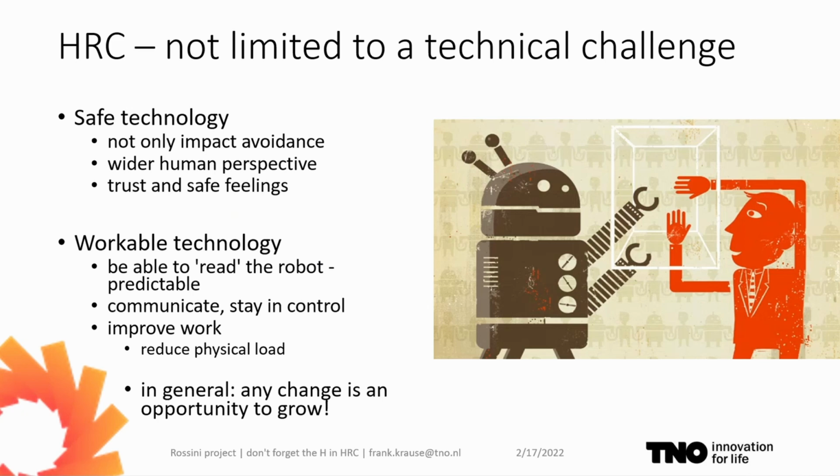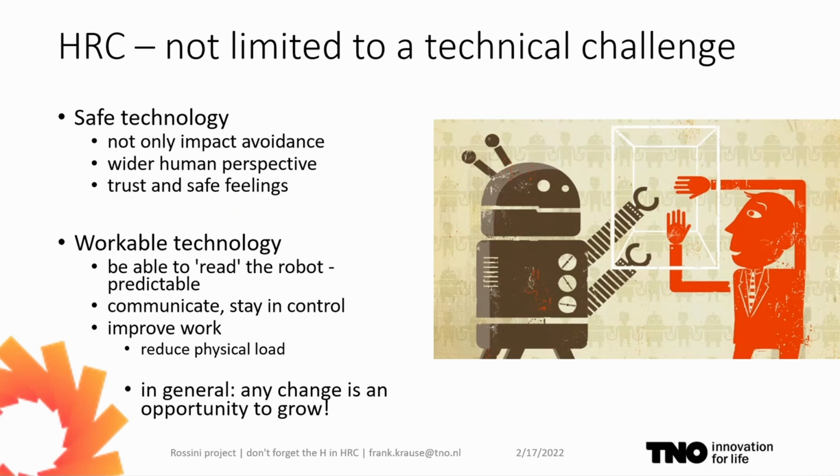So you should be able to read the robot as a human. So it should react predictably. You should be able to communicate with the robot, as Mattia just explained about this interface. Because the human should stay in control. You shouldn't become the slave of the robot. And it should improve work, for instance, reduce physical loads.